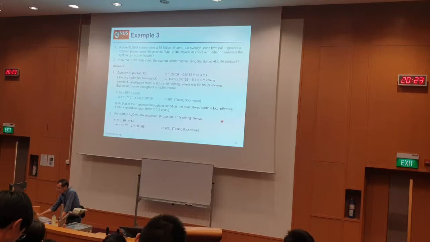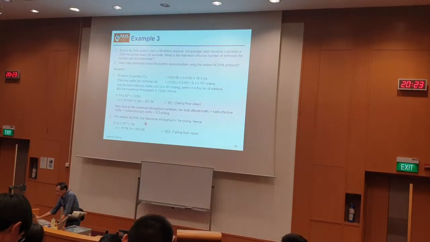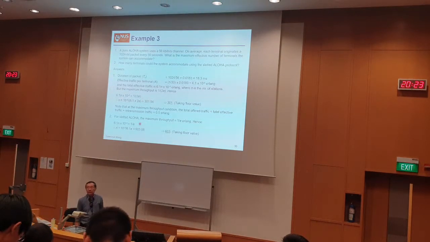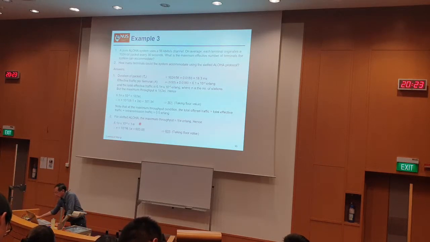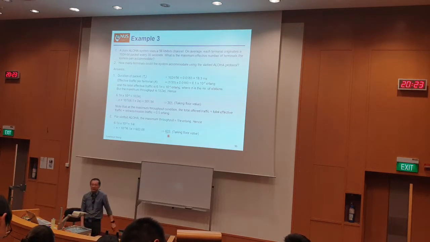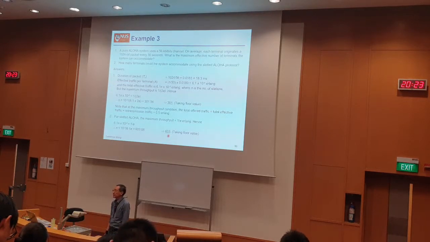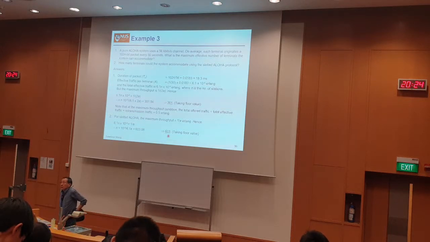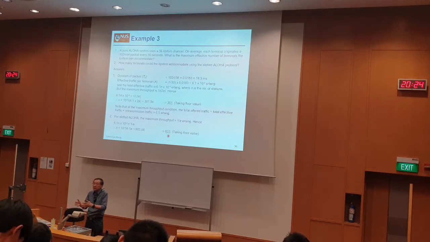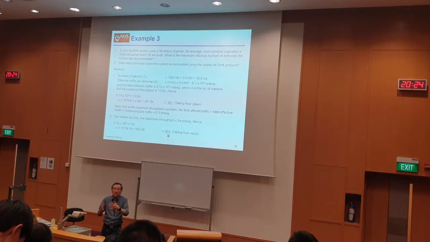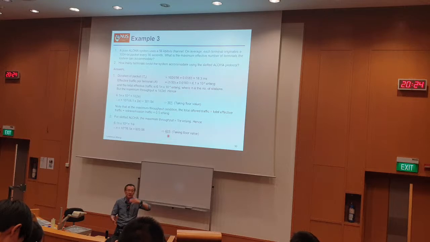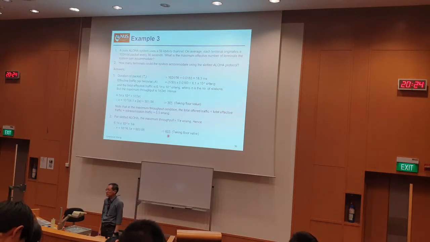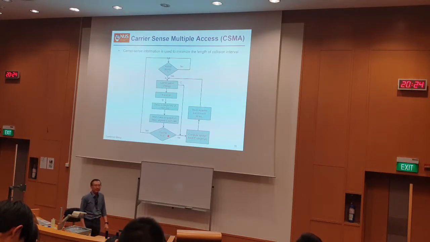If you use slotted aloha, then this maximum will be equal to 1 over E, in which case the number will double to 603 terminals that you can support. Okay, 603. So that's slotted aloha. And that's the basis of how we started to improve the generations of different protocols. Okay, and the first improvement is this guy.